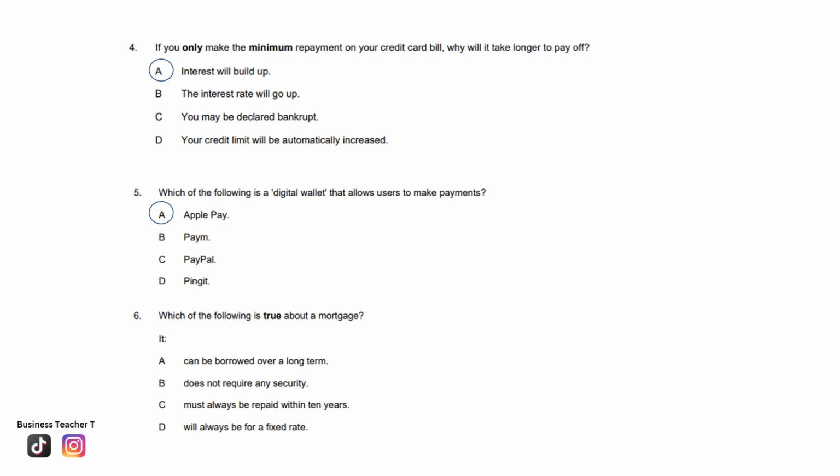Question 6. Which of the following is true about a mortgage? It A. Can be borrowed over a long term. B. Does not require any security. C. Must always be repaid within 10 years. D. Will always be for a fixed rate. And the answer is A. It can be borrowed over a long term.